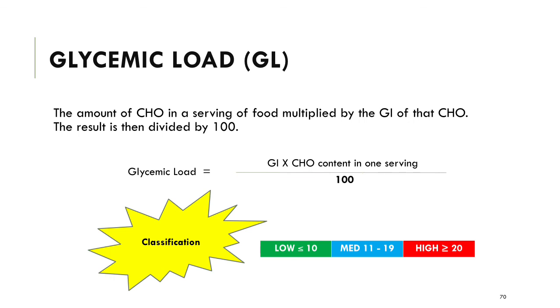Okay, so classification wise, the range is from 0 to 20. If the GL is 10 or less, it is considered a low GL food. If it's between 11 to 19, it's a medium GL food. And if the value is greater than 20, the range is actually more than 20, right? It cannot be 1 to 20. If it's higher than 20, then it's a high GL food.